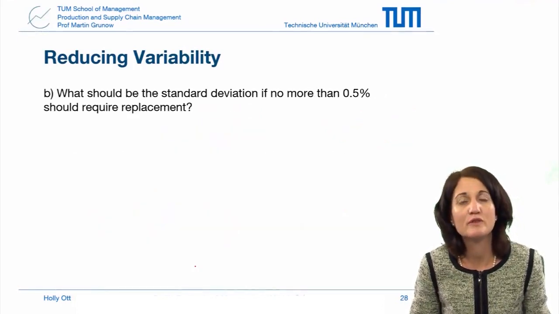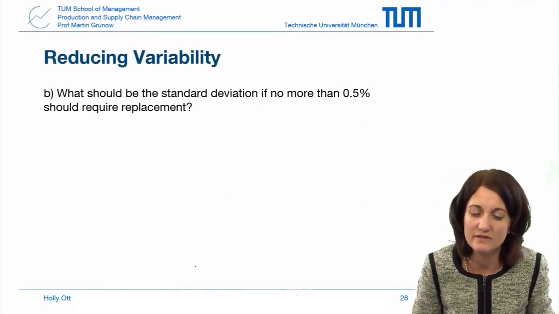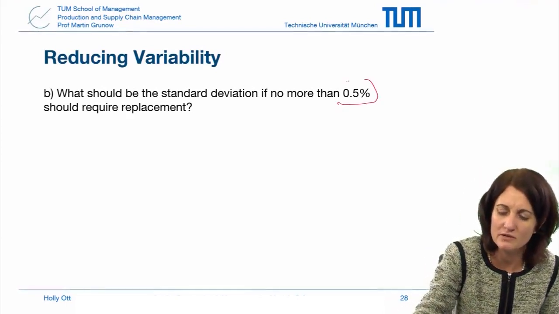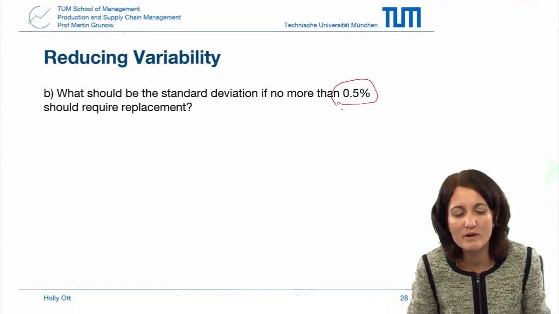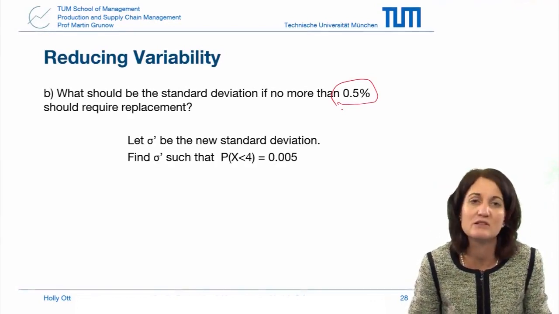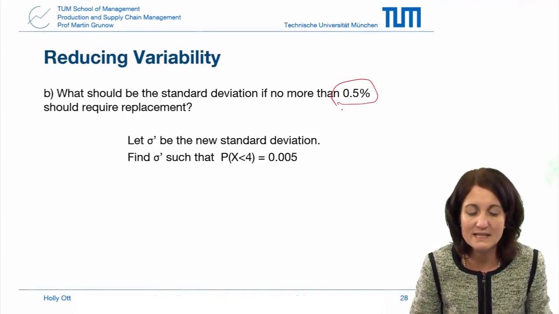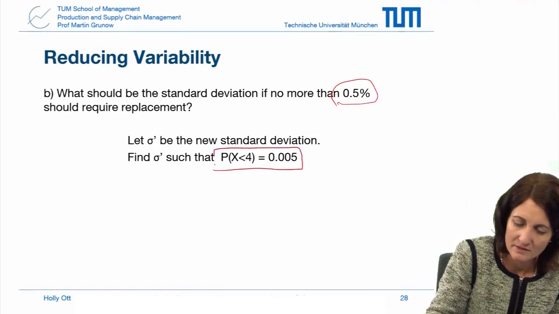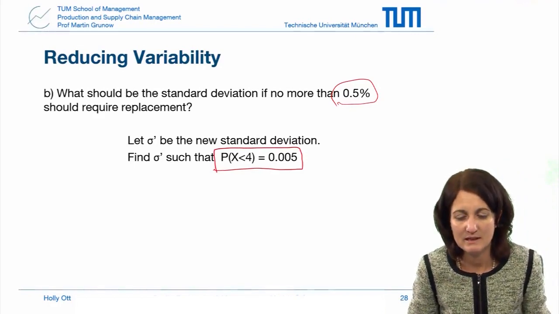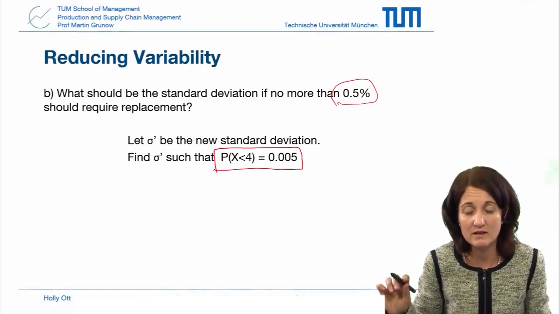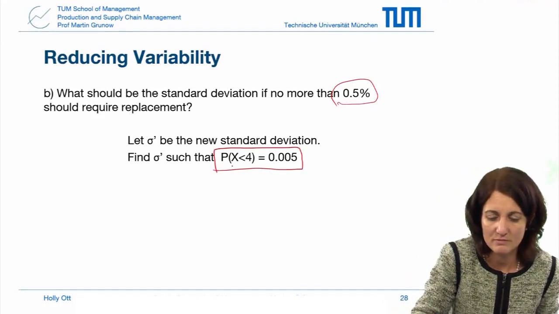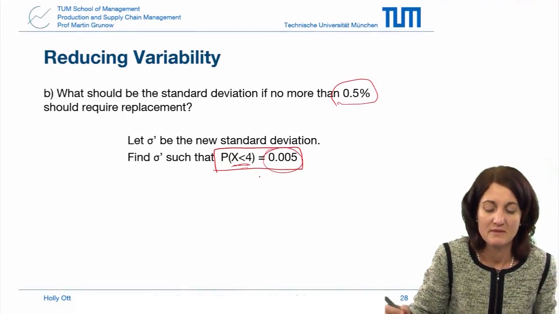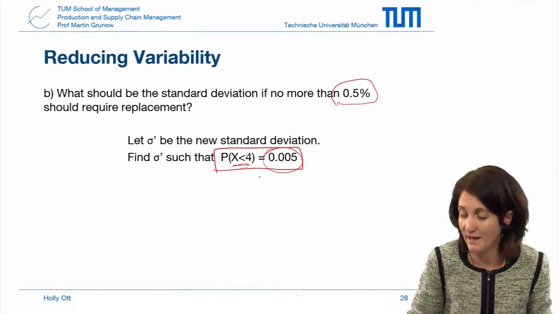So how can we change this? Well, we can look at improving our process. We can look at reducing the standard deviation. We know we can't do much better, but because of cost reasons, we don't want to replace more than 0.5% of our batteries. Otherwise, it's just too expensive for us. So we let sigma prime be the new standard deviation. And our new problem: find the standard deviation such that the batteries that fail before 4 years, before the warranty, will be equal to 0.005 maximum.